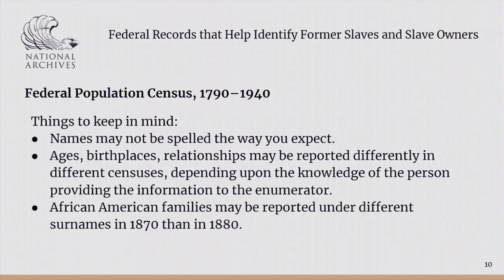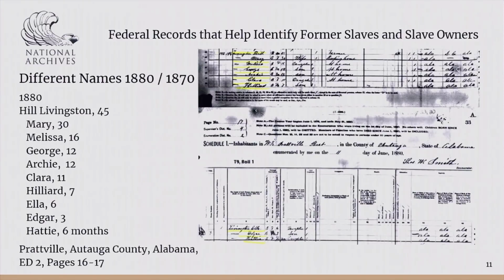It's also important to recognize that African American families may be reported under different surnames in 1870 than in 1880. So I'm going to give you an example of that. This is the Hilliard Livingston family in 1880 in Alabama. So we have Hill Livingston with his wife Mary and several children listed here.